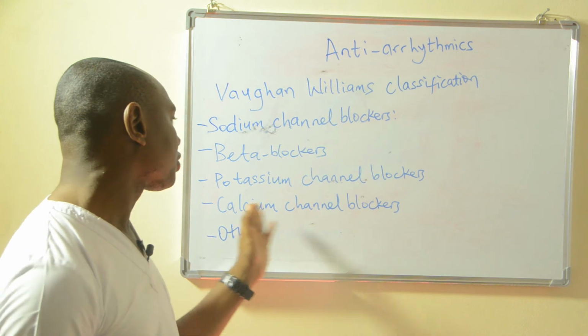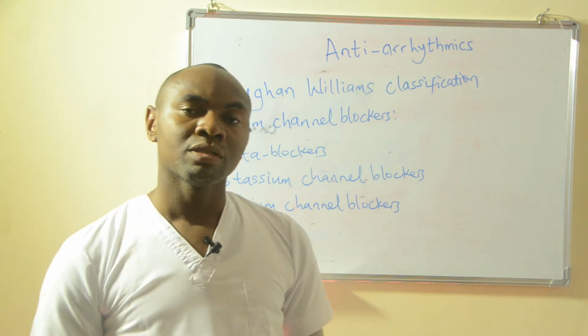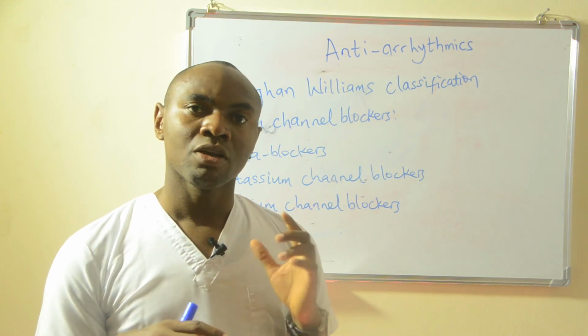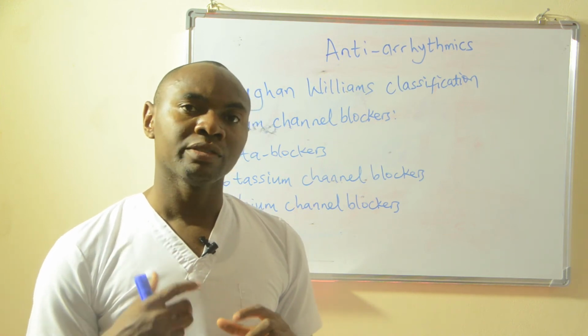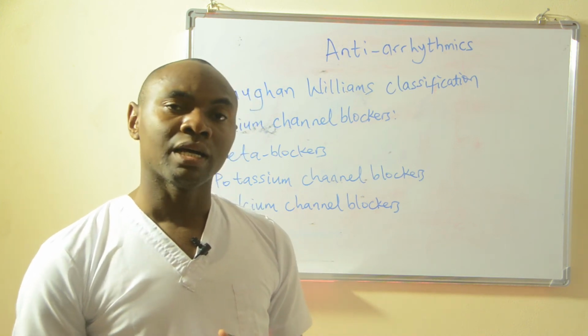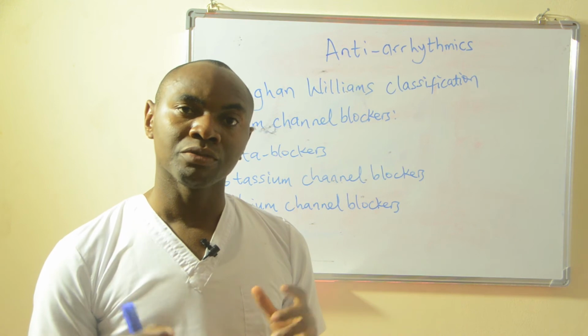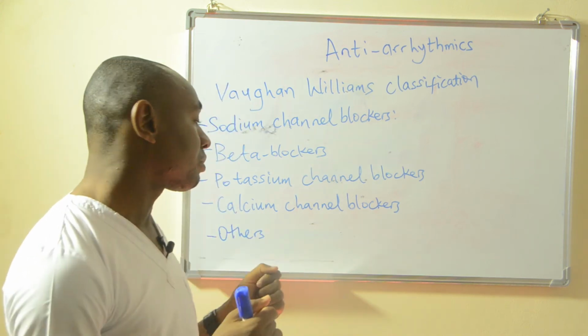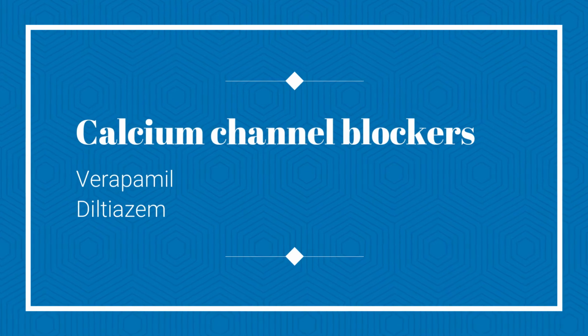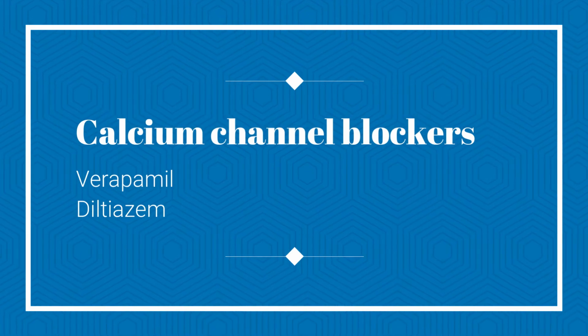Fourthly, we have calcium channel blockers. Calcium has a stimulating effect on the heart. Therefore, these drugs reduce the flow of calcium into the heart and thereby reduce arrhythmias. Examples of such drugs include verapamil, diltiazem. They also decrease conduction of impulses through the AV node, thus reducing contractility of the heart.